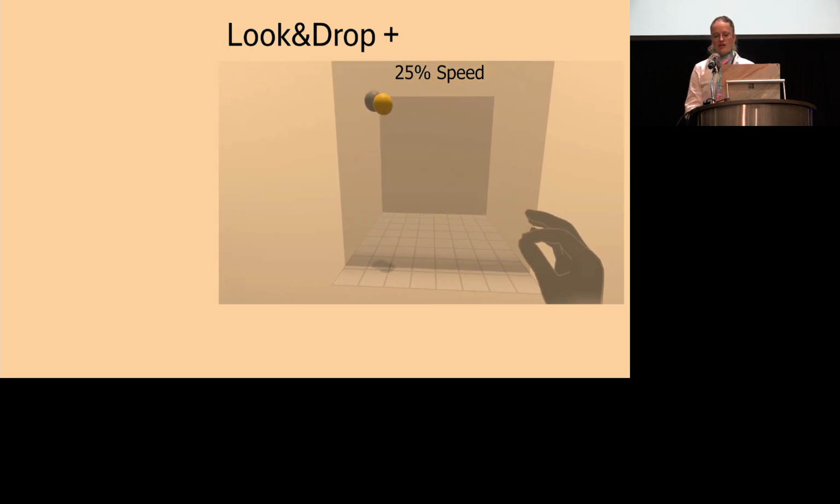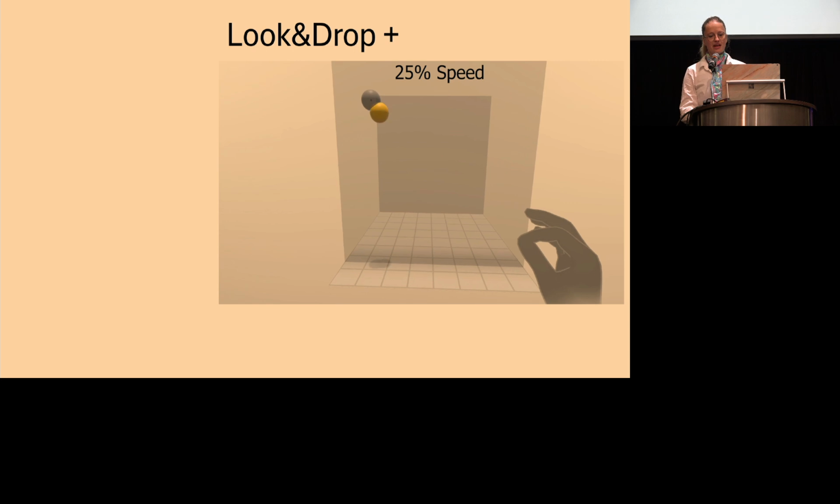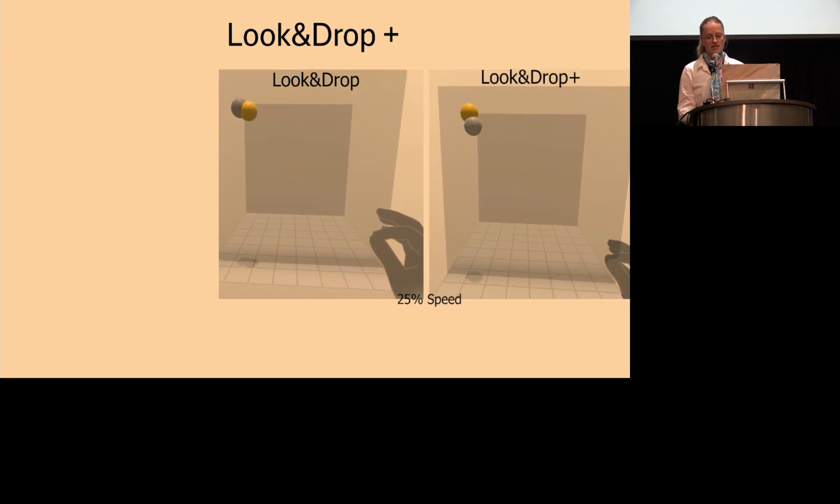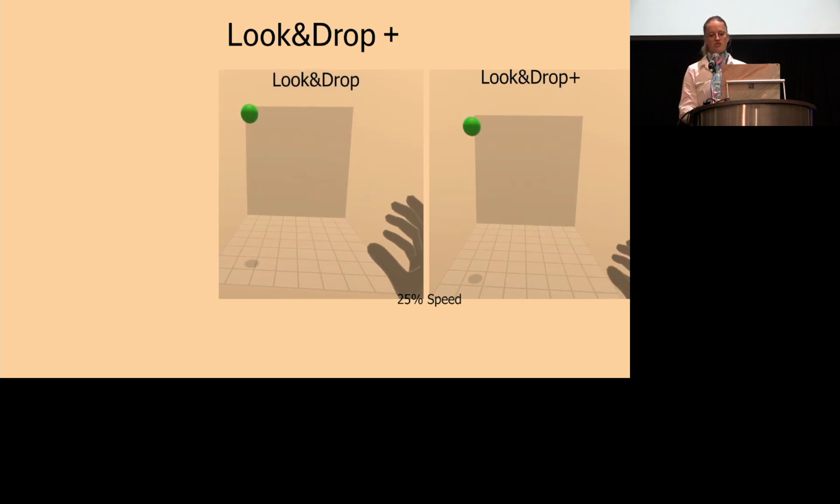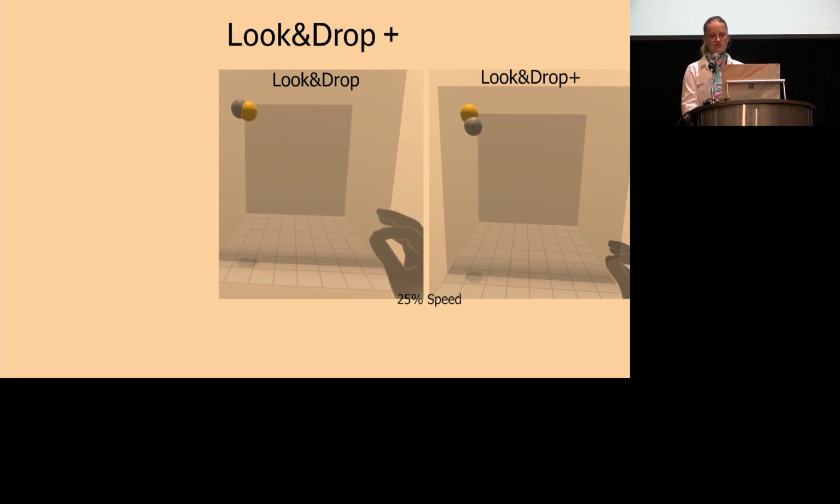So, in our work, we face challenges with accuracy and precision. So we further optimize this aspect. As we can see here in the video, the Look and Drop Plus allows precise placement of objects by hand when it's too difficult to do it with just the eyes. But how does it work?